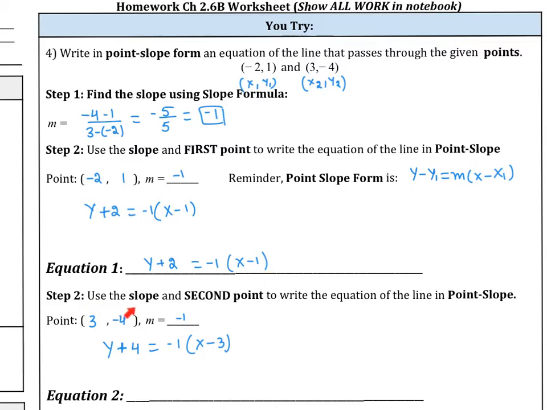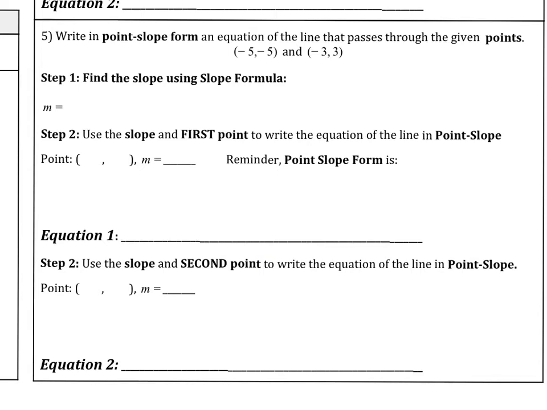For equation number 2, same formula we're going to use, but the point is going to be different, 3 comma -4. Remember, if it's negative, you're going to use the opposite sign. So y plus 4 equals -1 times x minus 3. That's equation number 2.